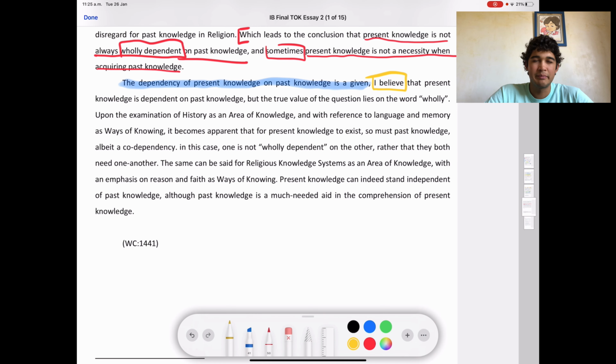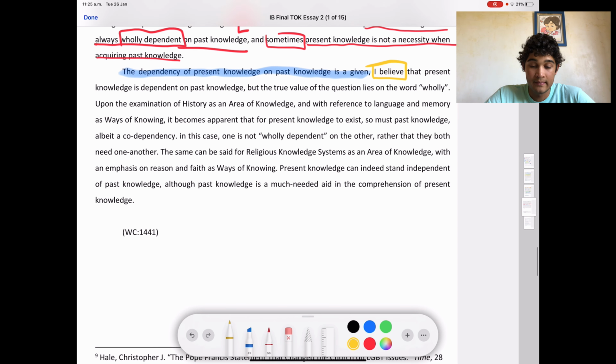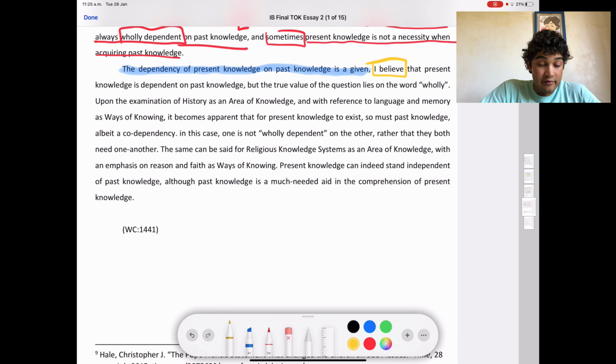Some might say it is wholly dependent, some might say it isn't, some might reach the same conclusion I did. So it's important to say I believe, or I've reached the conclusion from my own experiences, to make sure that you're not giving an absolute, because theory of knowledge isn't about absolutes. So I say, I believe that present knowledge is dependent on past knowledge.